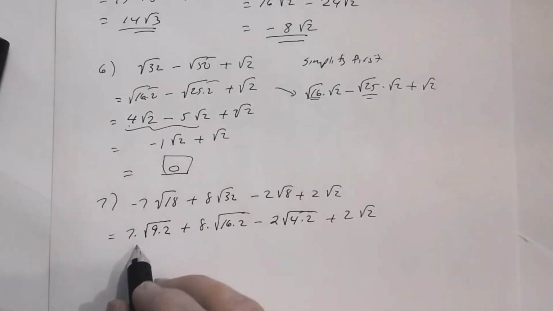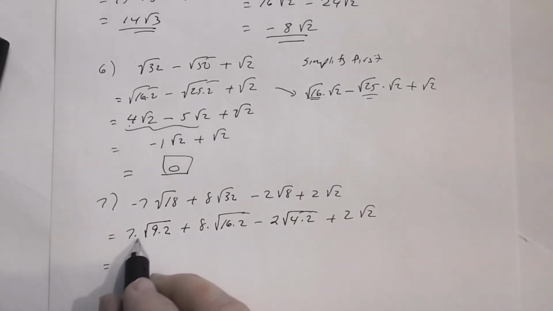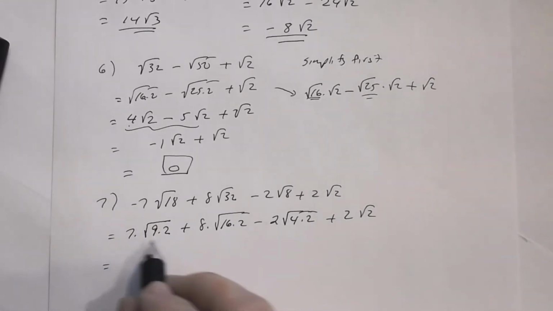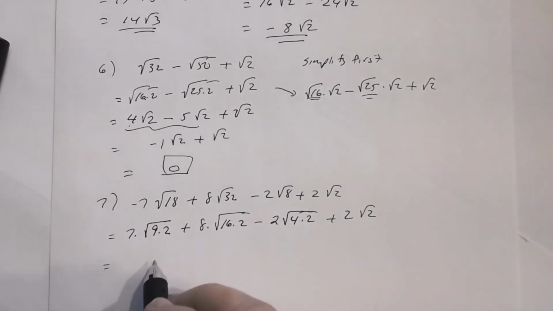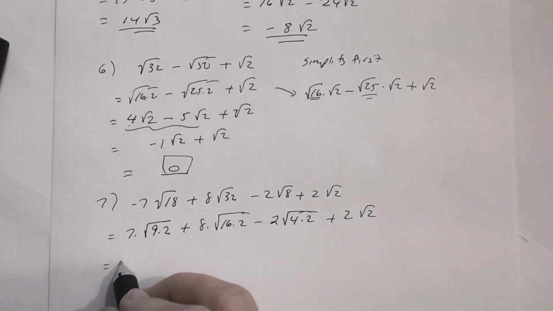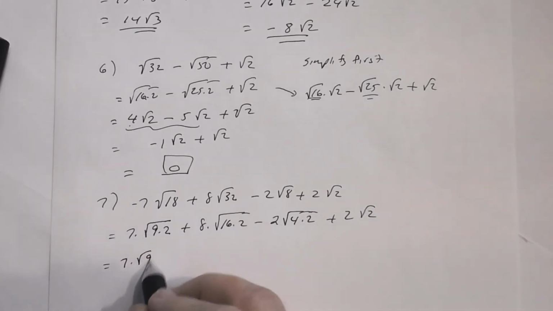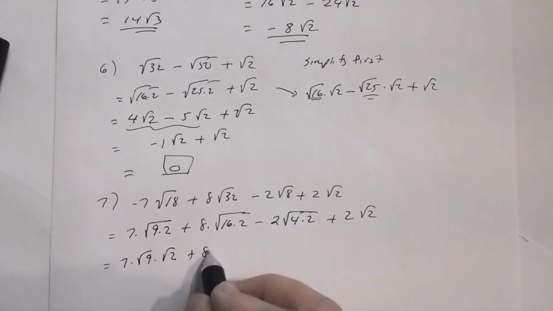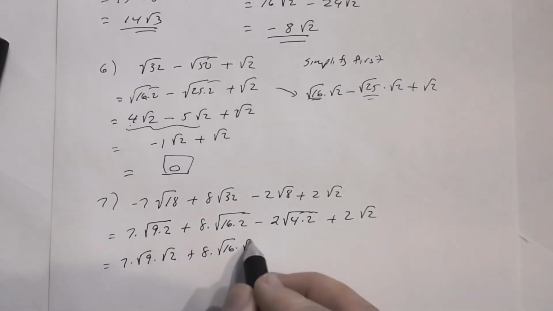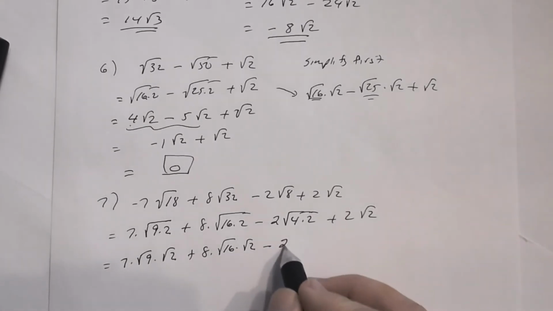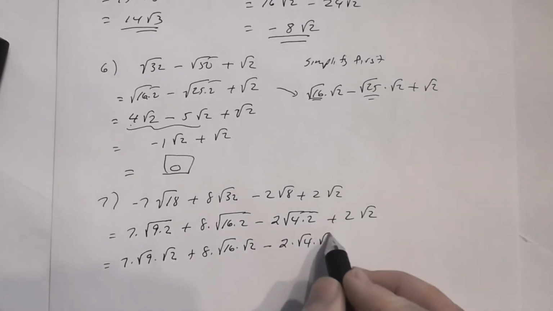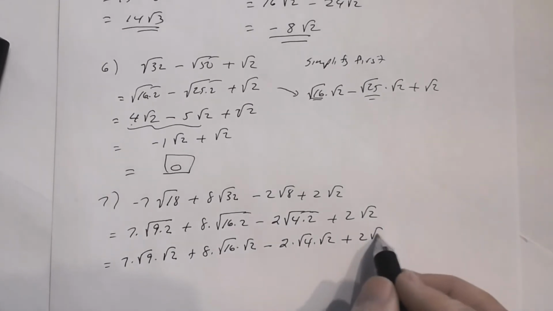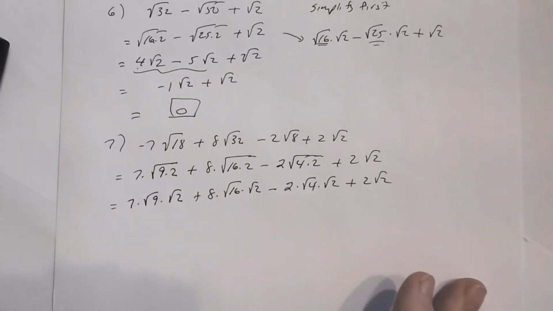Now I'm going to use the product rule. It's a good idea here, with all these coefficients in front of the square root, to actually show the product rule being used. So this is 7 times the square root of 9 times the square root of 2, plus 8 times the square root of 16 times the square root of 2, minus 2 times the square root of 4 times the square root of 2, and then plus 2 square root of 2. Okay? Now let's go ahead and simplify this.